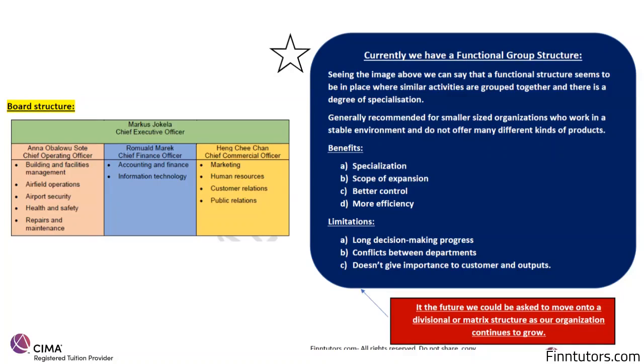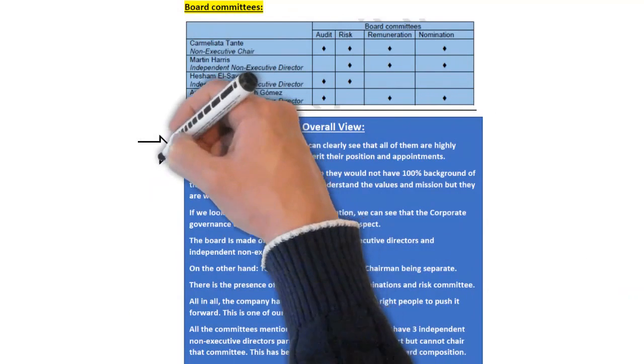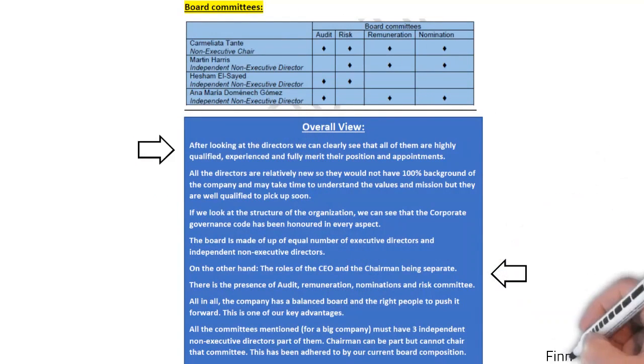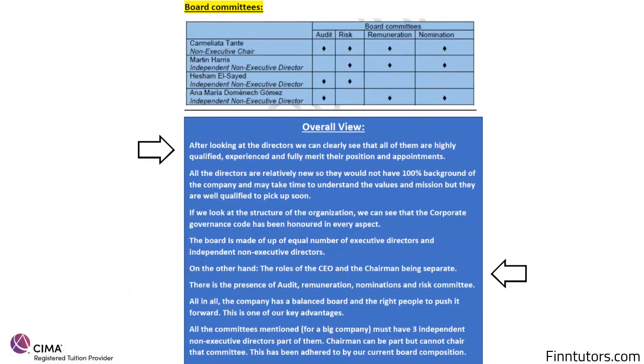They have gone one step ahead and given us board committees as well. So, what are the different committees that my organization has? This is directly linked to your corporate governance chapter in P3. I think it's chapter number 5. They tell us that we have 4 committees: audit, risk, remuneration, and nominations. For each of these committees, we have different directors who are part of them.